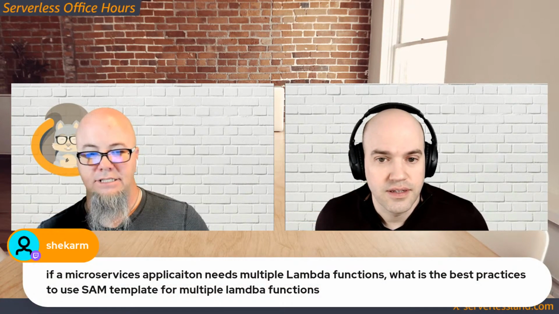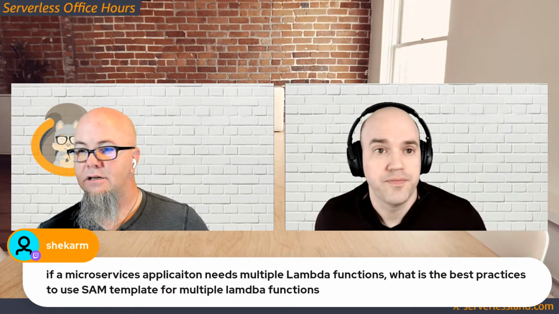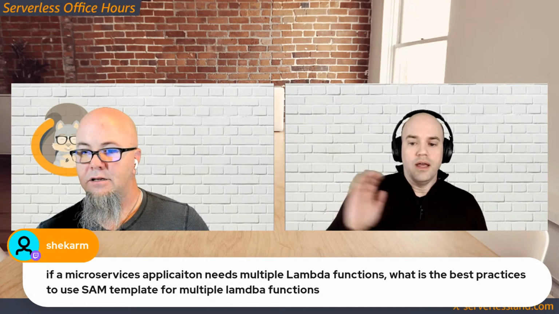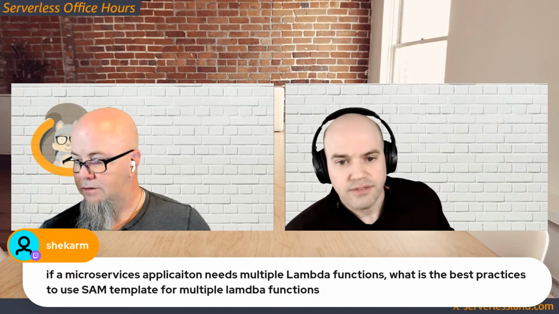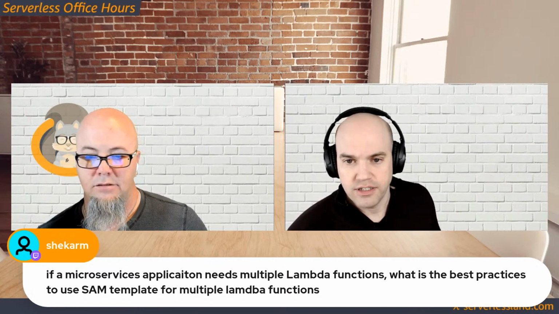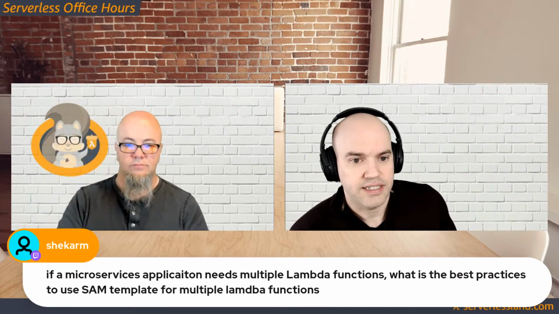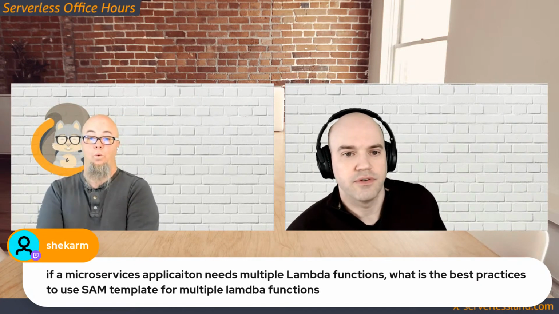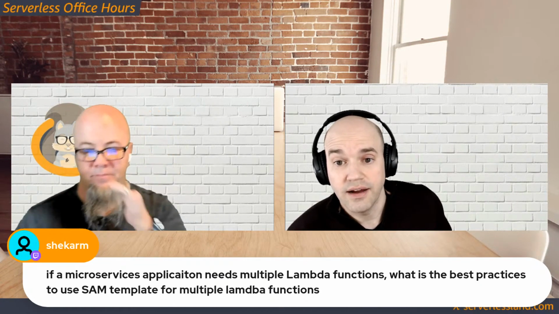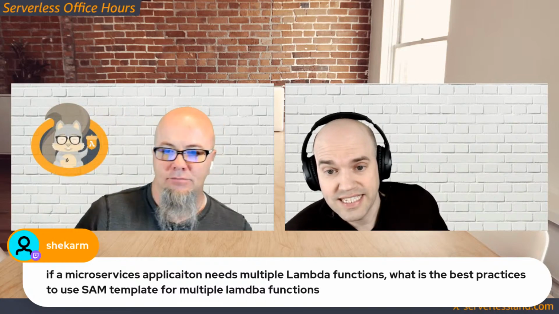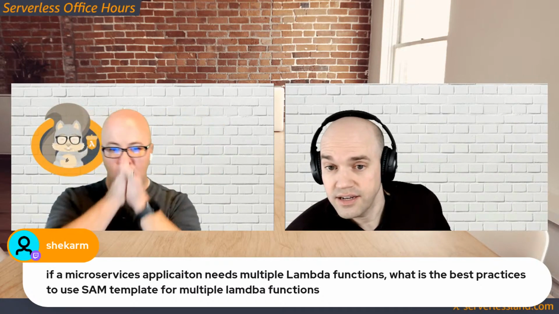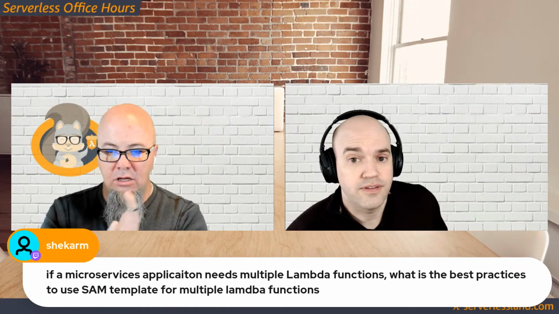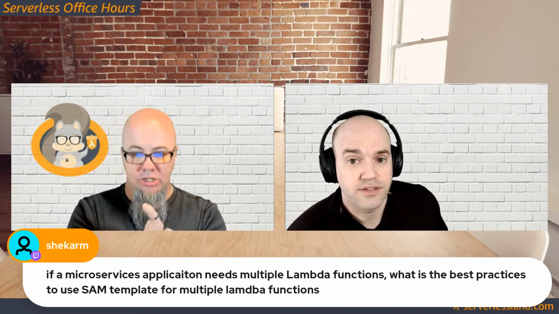Ooh, there's a good question that just came in. Did you see this? I did. Let's talk about a couple of things. If a microservices application needs multiple Lambda functions, and it probably will, what are the best practices to use a SAM template for multiple Lambda functions? Eric, I would like to take the ECR side of this question, and I would like you to take the SAM template side of this question.